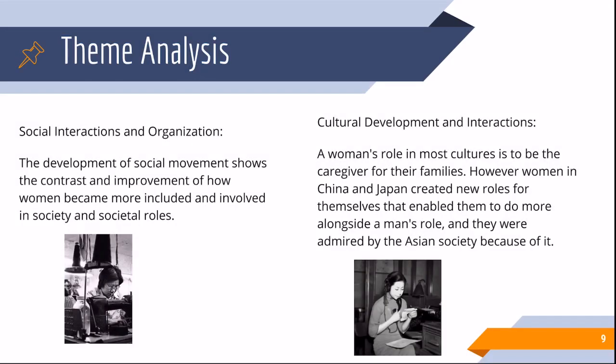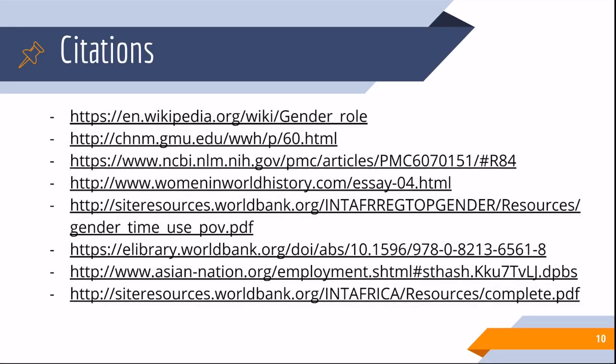And for our theme analysis, the first theme that correlated with our presentation was social interactions and organization. The development of social movements shows the contrast and improvement in how women became more included and involved in society and societal roles. And for our second theme, we chose cultural development and interactions. A woman's role in most cultures is to be the caregiver for their families. However, women in China and Japan created new roles for themselves, which enabled them to do more alongside a man's role, and they were admired by Asian society because of it. Lastly, these are our sources.